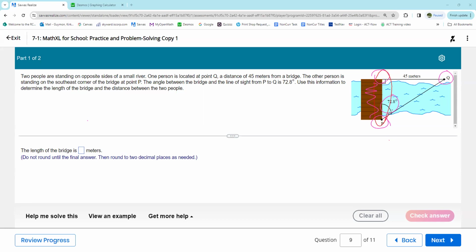So from the 72.8, this would be our adjacent side, touching the angle. So this angle right here, the adjacent side, this one. And then this is the opposite side, away from the angle. So adjacent and opposite, that's opposite over adjacent. Hopefully you remember that, TOA. So the tangent of my angle, the 72.8, is equal to the opposite side 45 over the adjacent side x.